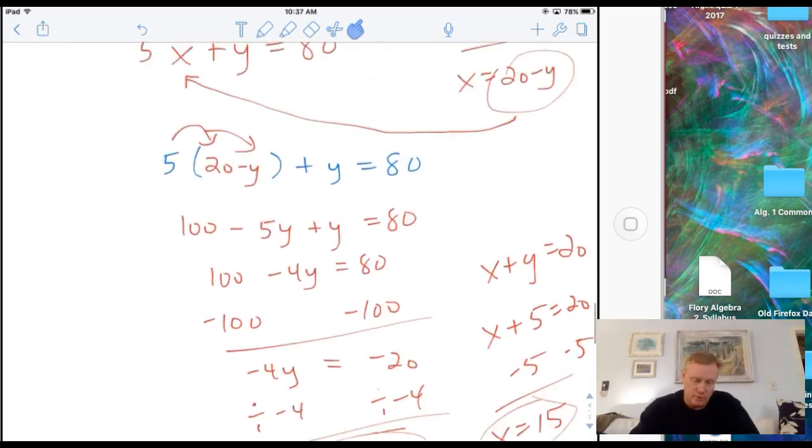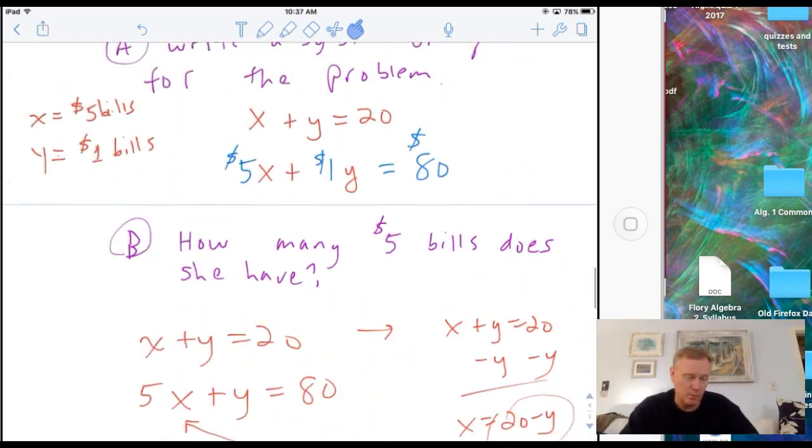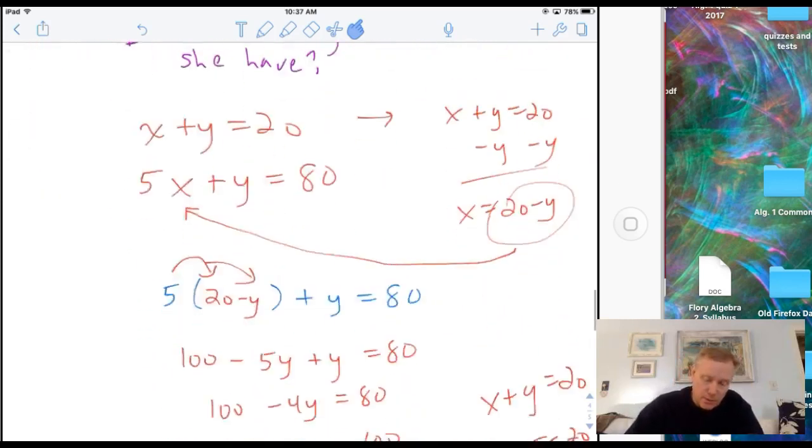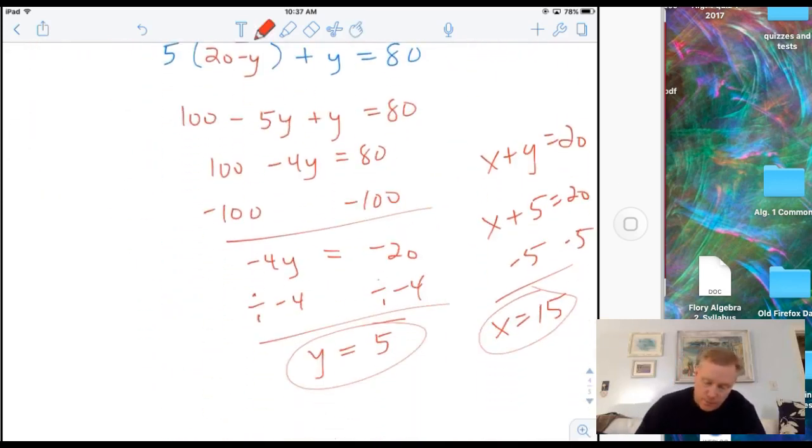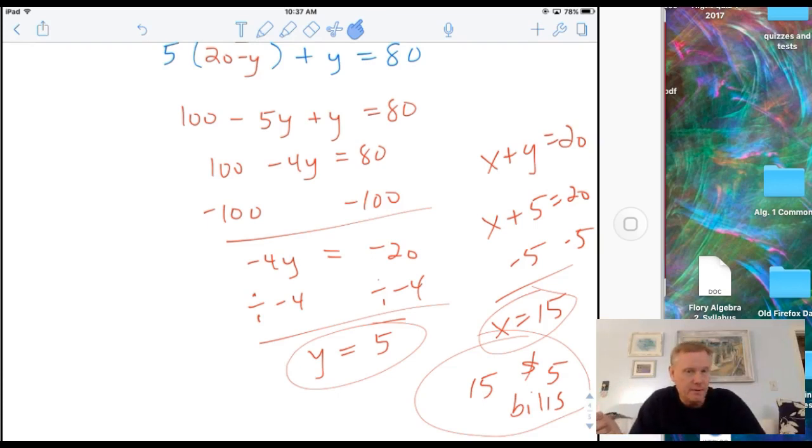Okay, and then go back to your original equation. Now is why it's nice to have written down which one x is and which one y is. x is the number of $5 bills, and that's all they asked for, which means they want to know this one, 15 $5 bills. And that's the answer. You could always go plug it in. 15 times 5 is 75. $1 bills are 5 of them, so 75 plus 5 is $80, and that makes sense, which is what the problem originally talked about.